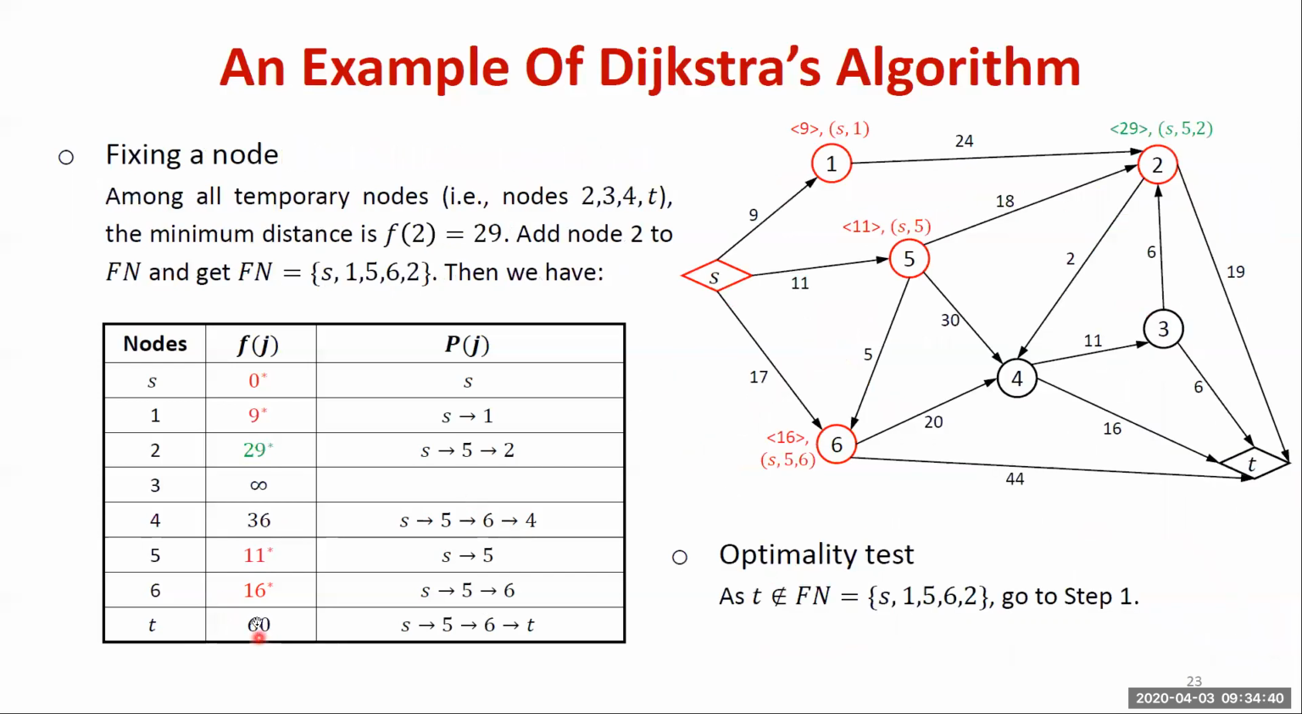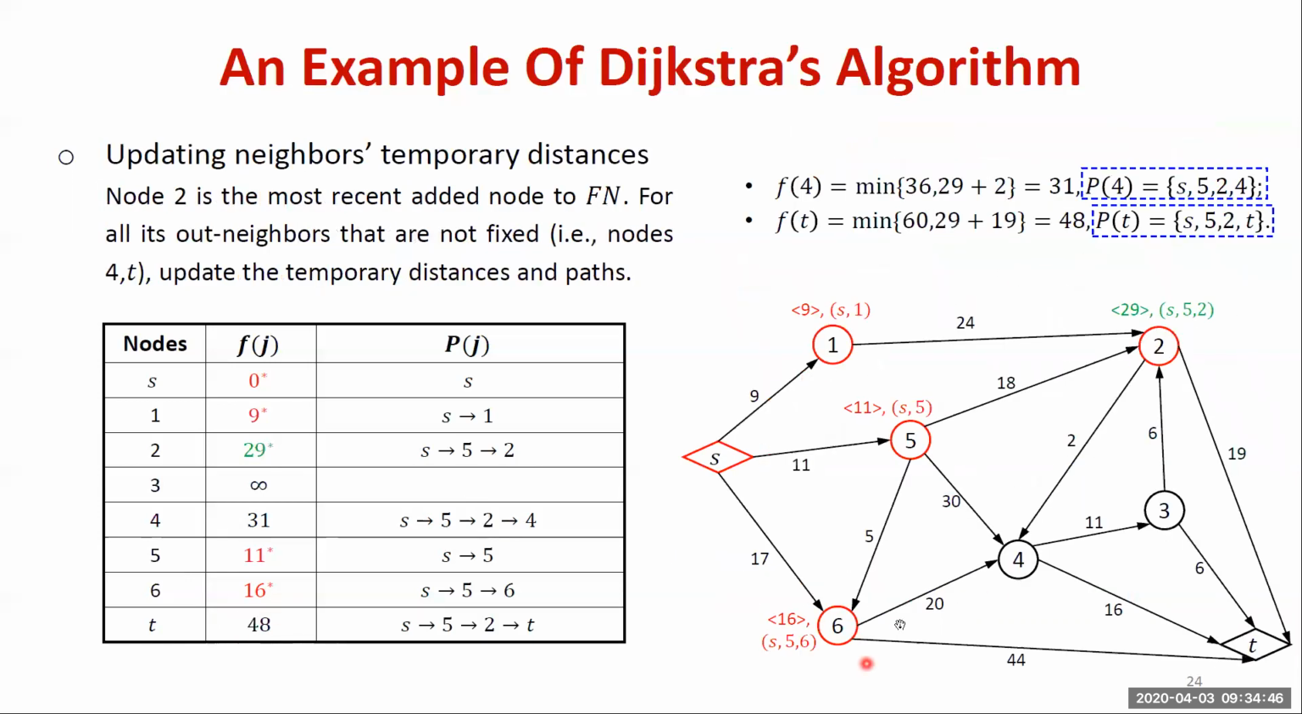In the previous iteration, the shortest distance from S to t is 60. The new distance here is you go from S to 2 first, and then go from 2 to t, which is 29 plus 19 equal to 48. And 48 is smaller than 60. So you update, which means the current shortest path is going to be from S to 2 first, then from 2 to t. Okay, and what is the next step?